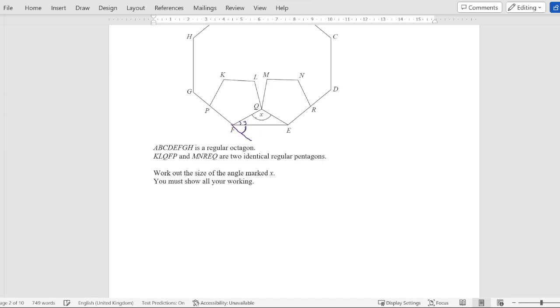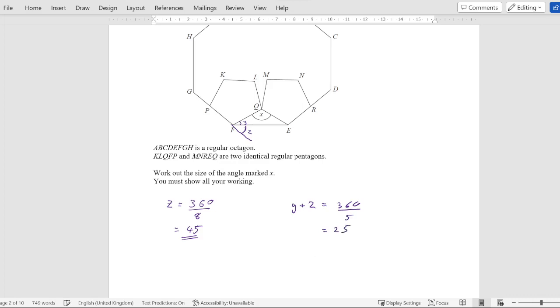So if I call that y and that z, the size of angle z would be equal to the exterior angle of an octagon, which would be 360 divided by 8, which would be 45. If I worked out the size of these 2 angles added together, that's just the exterior angle of a pentagon. So y plus z has to be equal to 360 divided by 5 this time, which is 72.